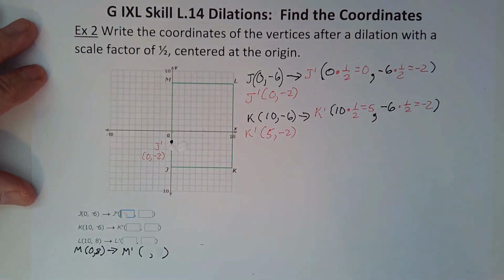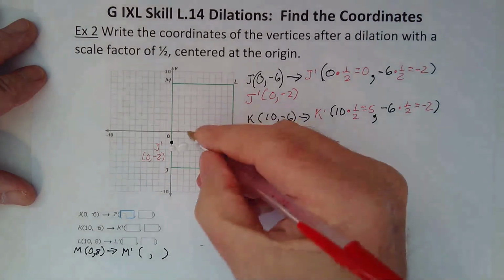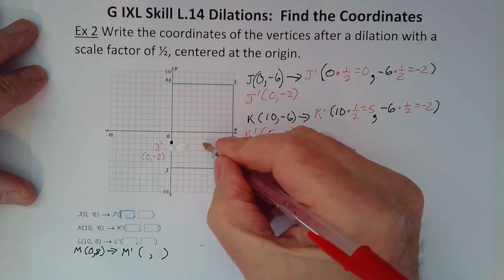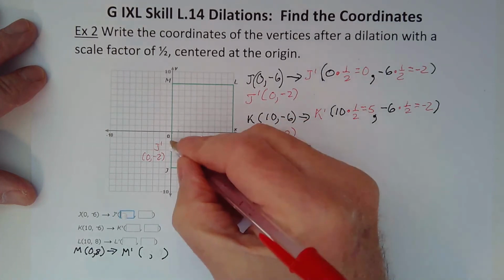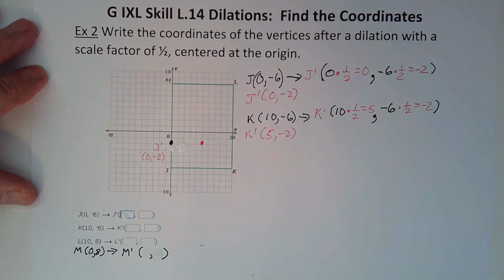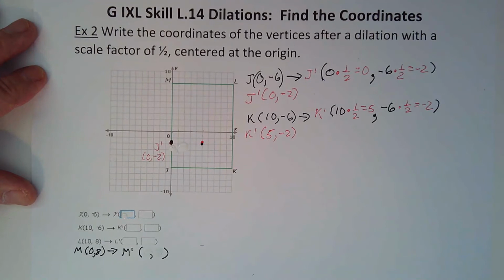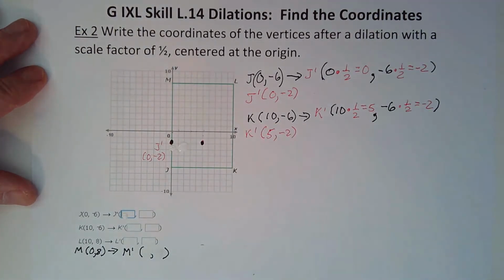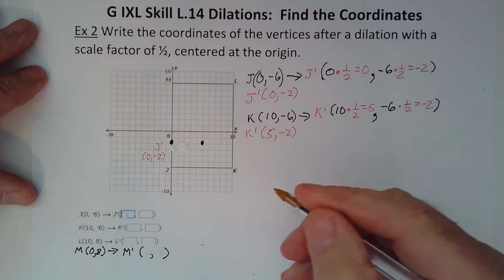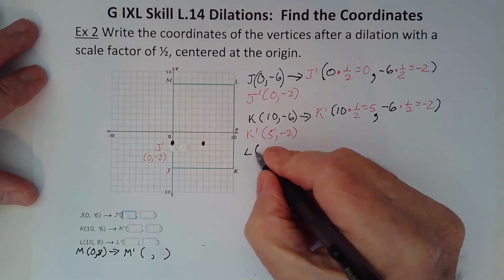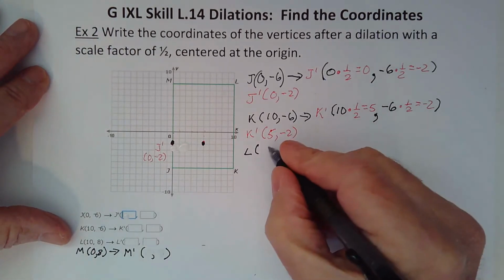Okay. And then we said that K prime was at 5, negative 2, so that's right here. I'll change this over to red here. Well, I guess I can't, so I'll leave it as all black. And then we're going to go to L. So L has coordinates of 10 and 8.